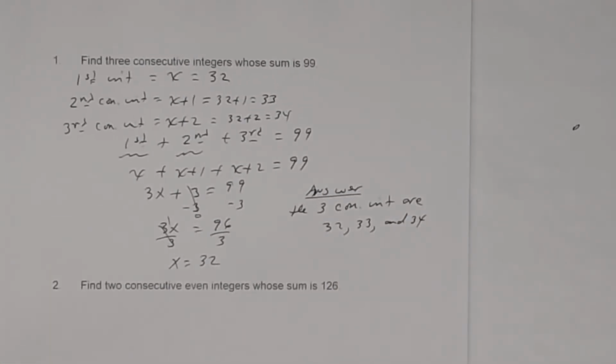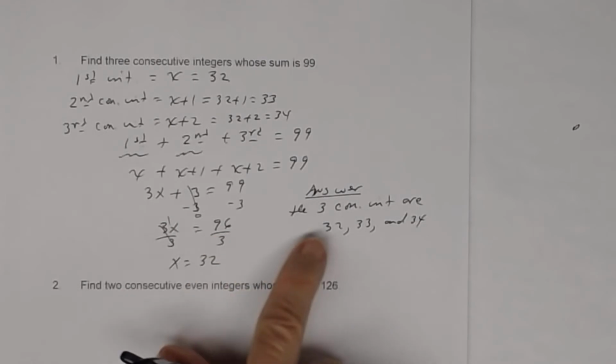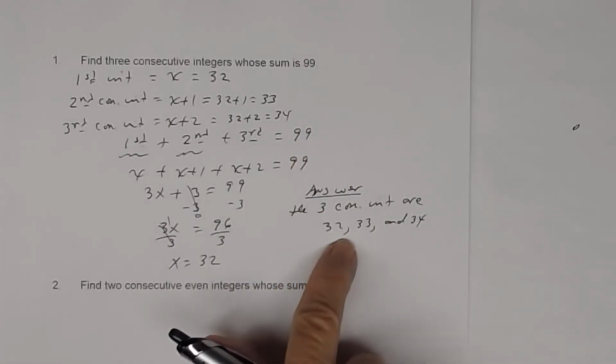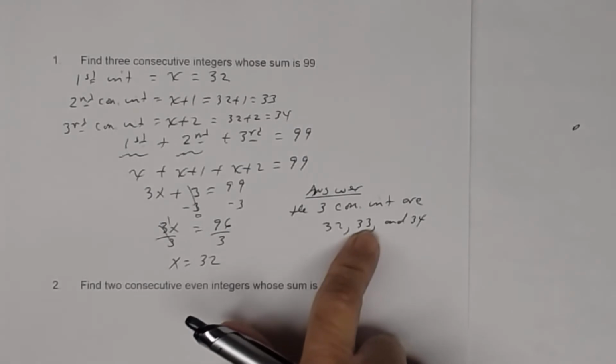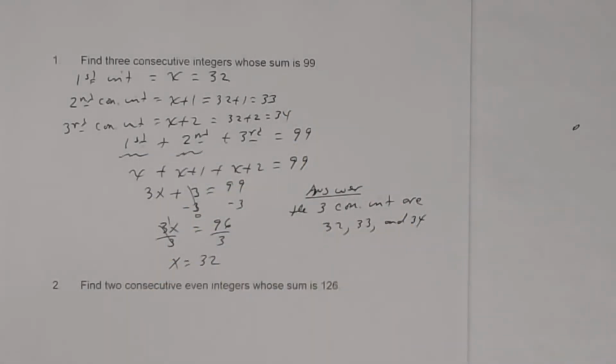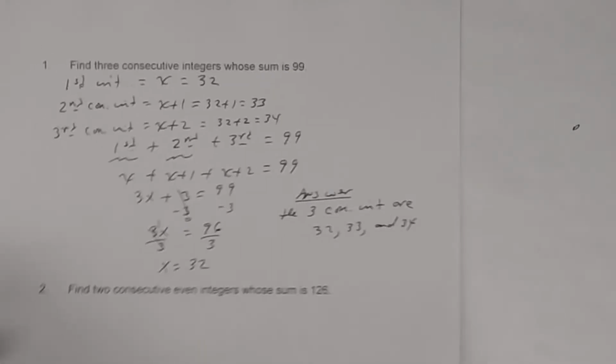Okay? And this one's easy enough to check. Just add these and make sure you get 99, because that's what it says, right? 32 plus 33 plus 34 should equal 99. All right? Okay. Now let's look at number 2.